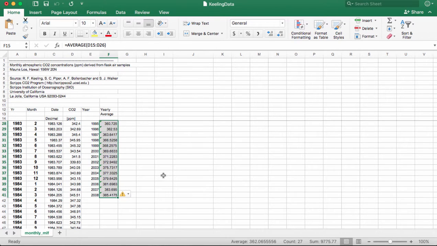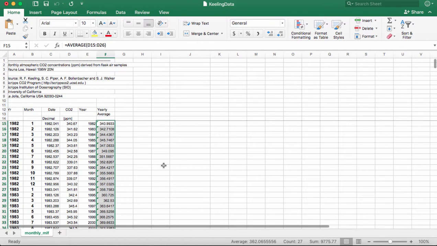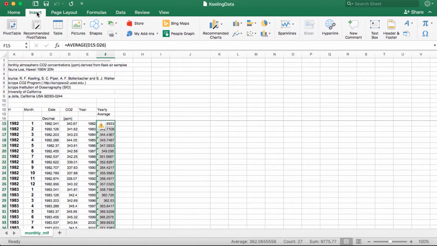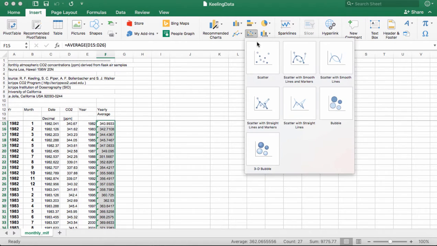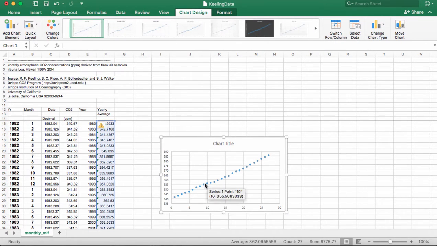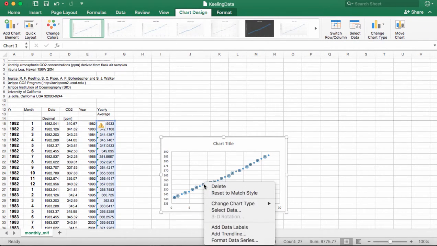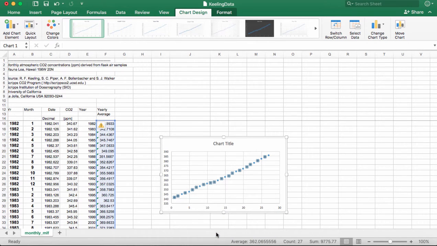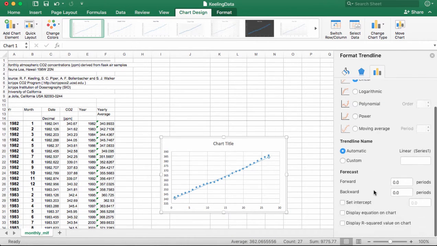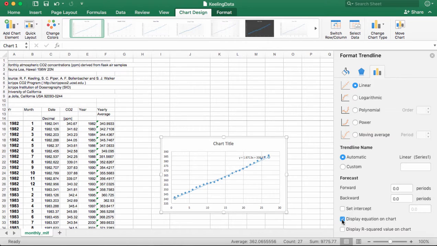And remember, I gave you a shortcut where you can do either Command-Shift down arrow or Control-Shift down arrow for a Mac and PC respectively in order to highlight that quickly. In any case, once you've highlighted it, we're going to insert a scatter plot from which we will get a trend line. So I right-click on a point, add a trend line of linear. I want the equation on the chart. And here I don't need the r-squared value, so I'm not going to put that one on.